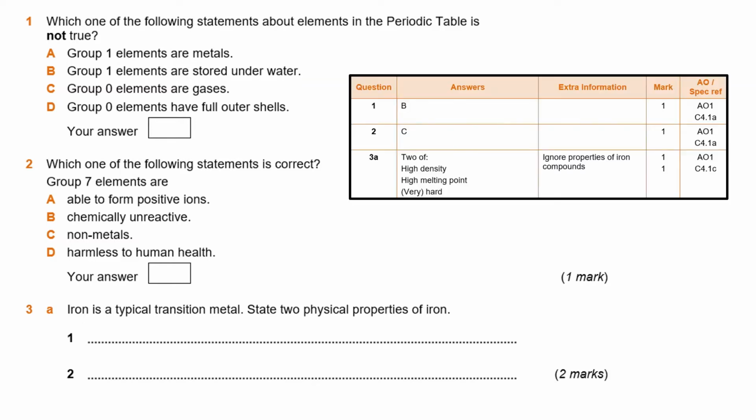Right, these are the answers. Have a look at the answers. The answers are B for number 1, C for number 2. For 3A, you can say high density, high melting point, very hard. But in the extra information, it does say ignore properties of iron compounds.